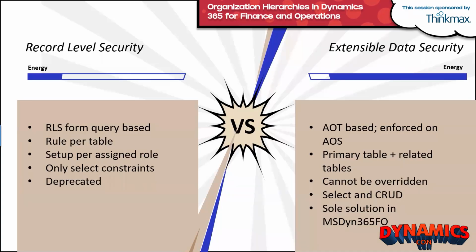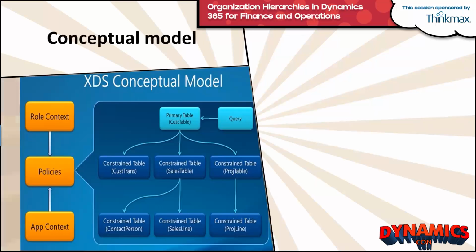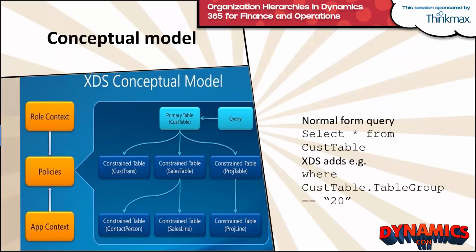In AX 2012, it was still available, but in Dynamics 365, it's the sole and only solution which can be used to do row-level, so record-based, security in the system. I will not spend that much time on this one, but what you have to do is define a certain query that determines what is visible for a certain user based on a certain primary table. In this example on the left, it would be a customer table.